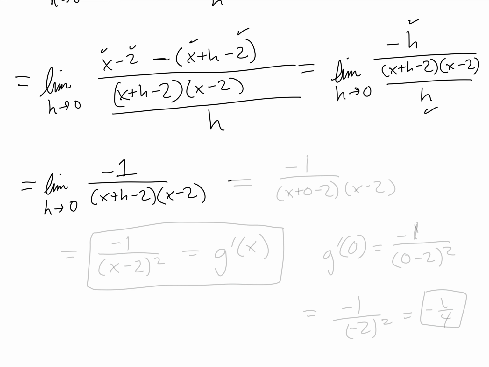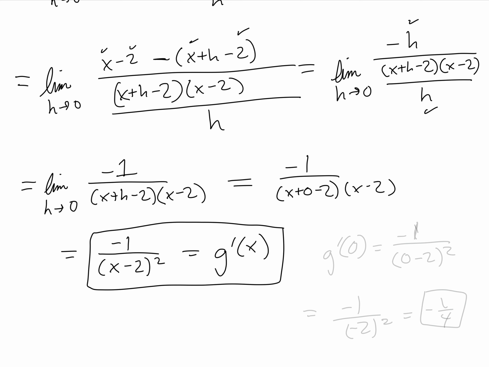And now I can plug in h equals 0, limit as h approaches 0, because the denominator will no longer be 0 at that point. So this is negative 1 over (x plus 0 minus 2) times (x minus 2), or just negative 1 over (x minus 2) squared. So that is my derivative g prime of x.